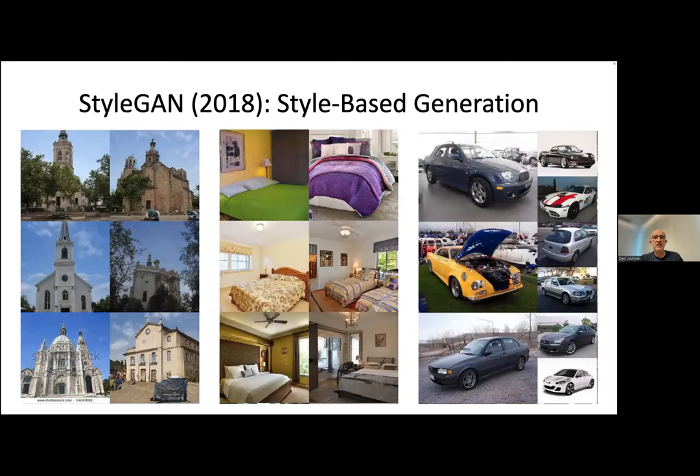So I just want to demonstrate to you that GANs and StyleGAN in particular are not only good for generating human faces. Here you can see some examples of images of churches, images of bedrooms, and images of cars. They were all generated by different StyleGAN models. So you need to understand that in order to generate an image from a certain class, you need to train a GAN model that specializes on that class.